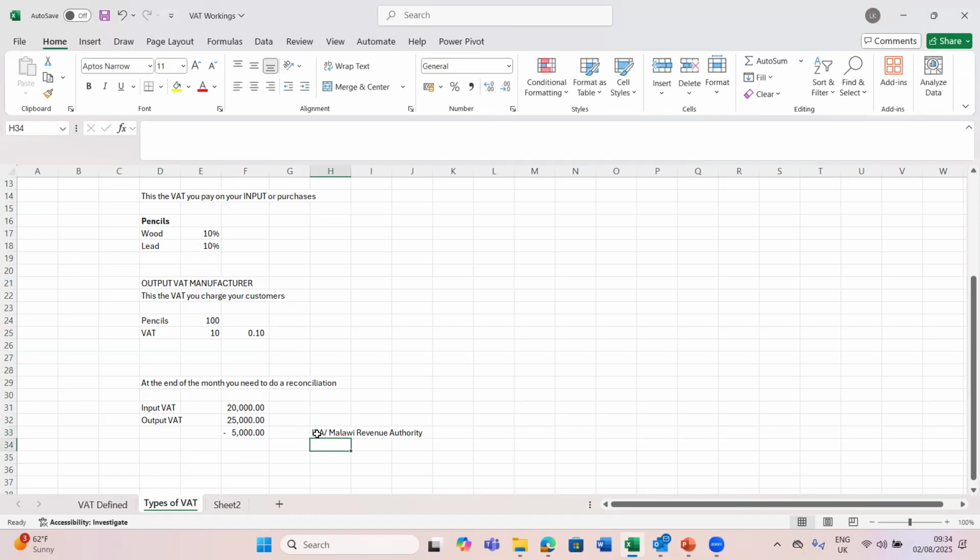So you summarize all the tax you have paid when purchasing your materials as a manufacturer. Then you also add all the tax you have charged your customers, your pencil customers. At the end of the day, what you have paid on your materials should be equal to what you have charged your customers. If there is a difference, that VAT difference is the one you pay to your tax collecting body. Right. So let me stop there. Thank you.